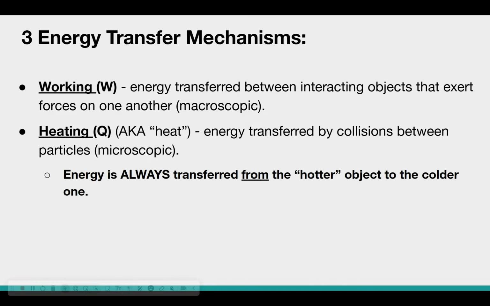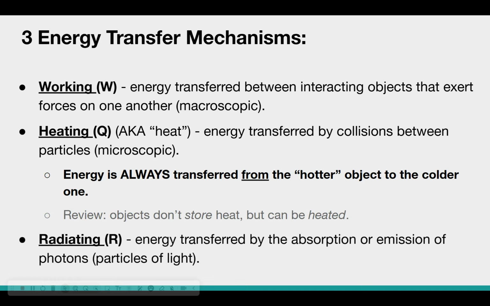Now, energy is always transferred from the hotter object to the colder one, much like we talked about if you're sitting on a cold metal bench. It feels cold to you because it is taking your heat. Review, objects don't store heat, but remember they can be heated. Now, radiating, or R, is energy being transferred by the absorption or emission of photons or particles of light.